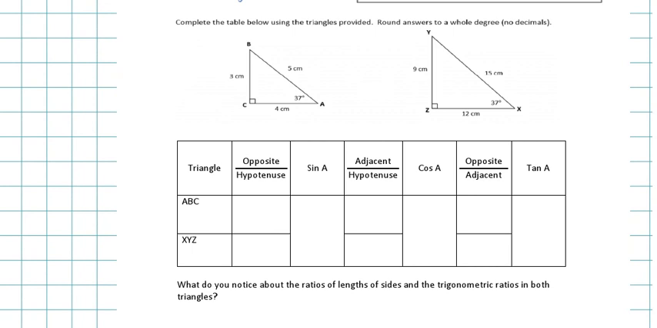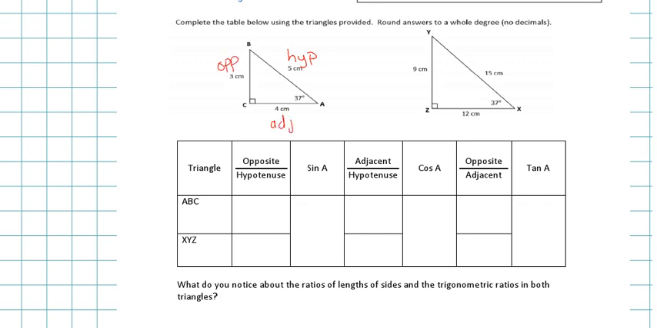Alright. Now we have two triangles here. You notice that they both have angle 37 as the angle of focus. And then one has sides 3, 5, and 4, and the other one has sides 9, 15, and 12. Now, for angle A, let's label the triangle. Which one is the opposite, which one is the hypotenuse, and which one is the adjacent? Okay, so 5 is the hypotenuse. 3 is opposite. 4 is adjacent. Do we all agree? Good.